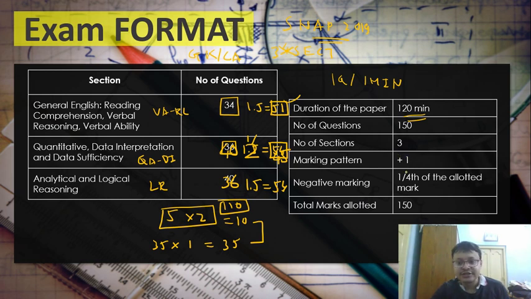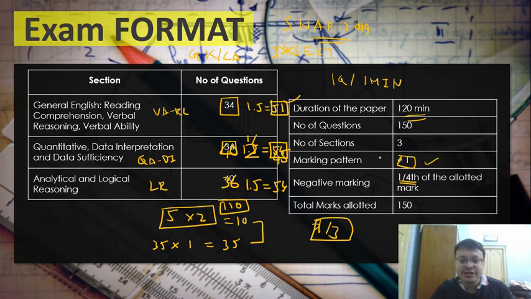The other thing is the marking pattern is +1 with only -1/4 of the total marks in the question. For those which are 1.5, you get -0.375, so basically 1/4 of the allotted marks are subtracted. So the negative marking is only 1/4, unlike in CAT where you had 1/3.